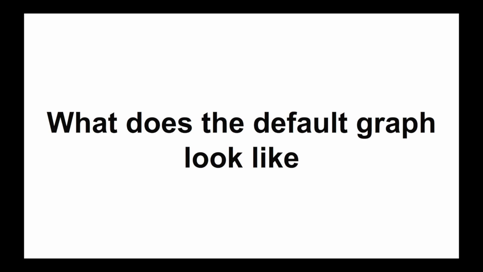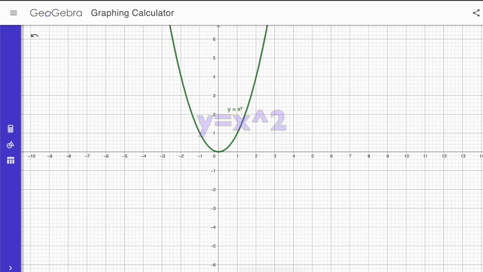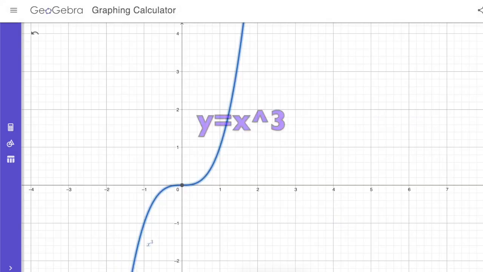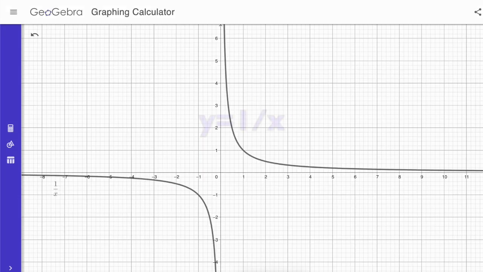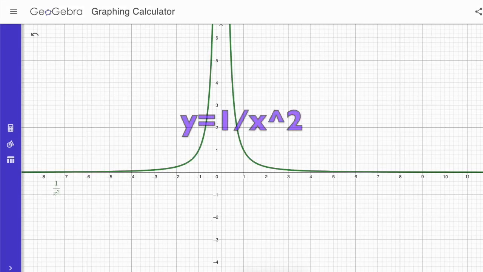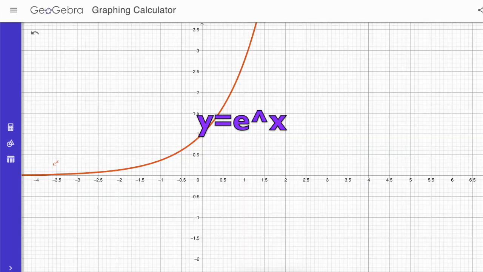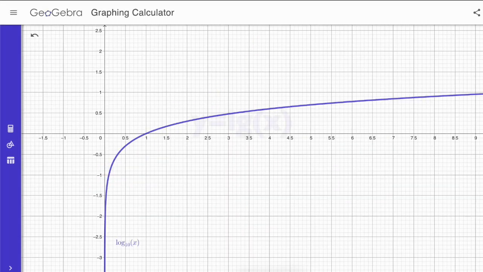The next thing you need to know are the various default graphs that you will be encountering in your secondary or high school education. For example, you have your x squared graph, your x graph, your cubic graph, your 1 over x, 1 over x squared, the trigonometry graphs like your sine x curve, the exponential curve, and the logarithmic curve.